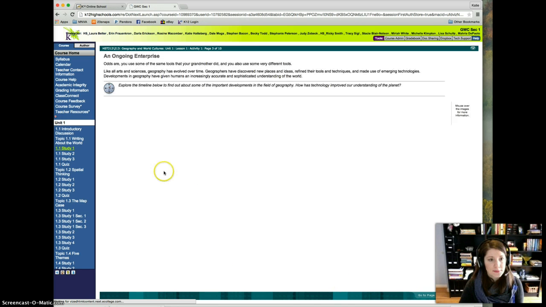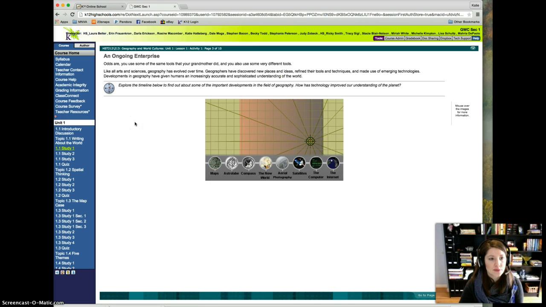Page 3. An ongoing enterprise. Odds are you can use some of the same tools that your grandmother did, and you also use some very different tools. Like all arts and sciences, geography has evolved over time. Geographers have discovered new places and ideas, refined their tools and techniques, and made use of emerging technologies. Developments in geography have given humans an increasingly accurate and sophisticated understanding of the world.